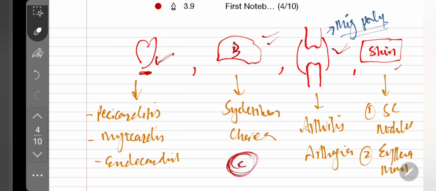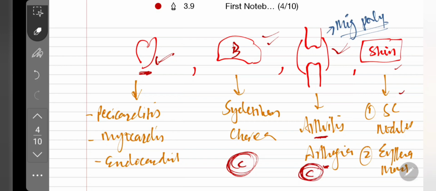Now, in the joints, it could cause either arthralgia, that is, there's no swelling and no inflammation. That is in the minor criteria. We're going to discuss that in detail. Or it could cause inflammation and swelling, that is arthritis. If it's without inflammation and without swelling, it is arthralgia. If it's with that, that's called arthritis. And the arthritis in rheumatic fever is migratory polyarthritis. The good thing about this is that it also completely recovers.